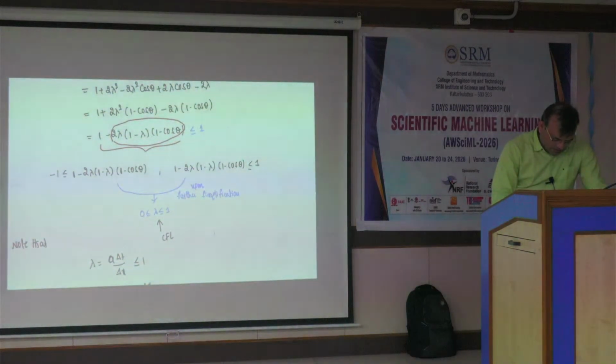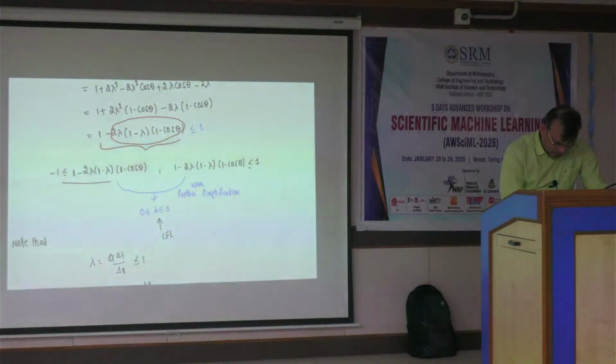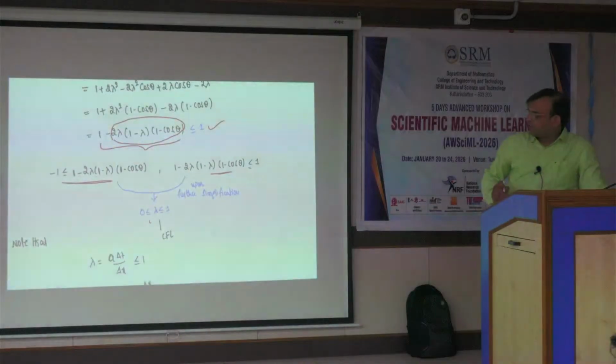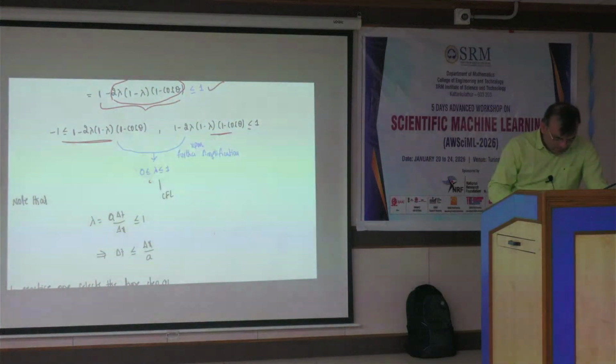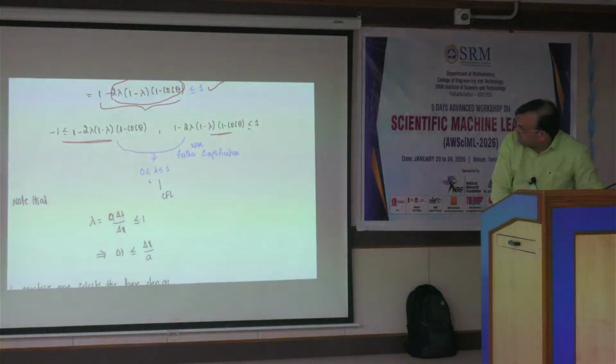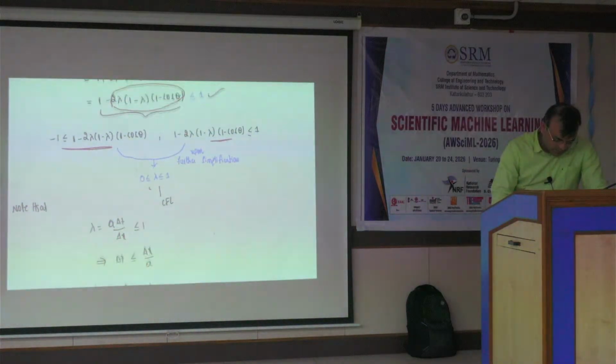So under both conditions, the CFL condition and this term being less than or equal to 1, then immediately you can say this scheme is stable with respect to this Fourier series.